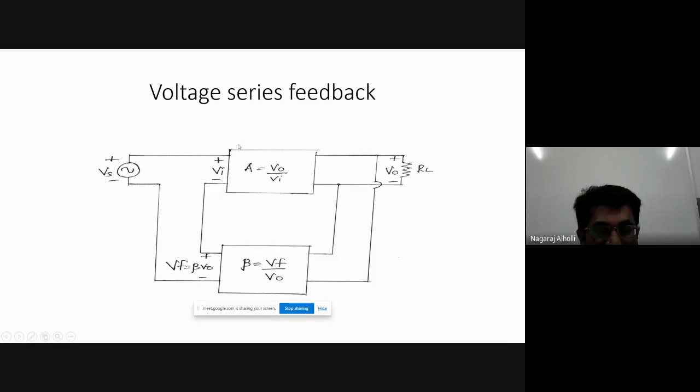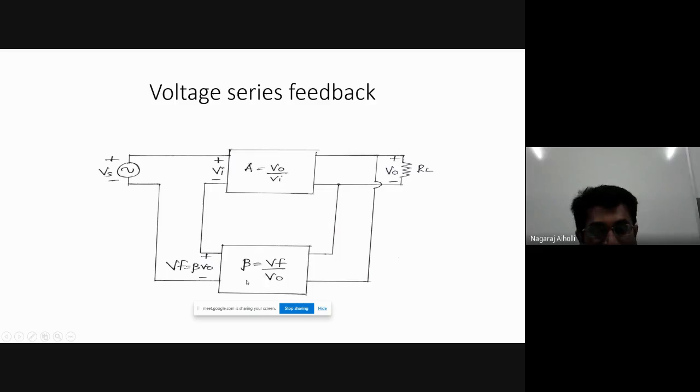Now, this is the gain of the amplifier without feedback, that is V0 by Vi, and it is called the open loop circuit. A is equal to V0 by Vi. If we want the gain of the amplifier with feedback, then AF is equal to V0 by Vs, because here, along with Vs, we are applying the feedback signal Vf. So AF is equal to V0 by Vs, that is the gain with feedback.